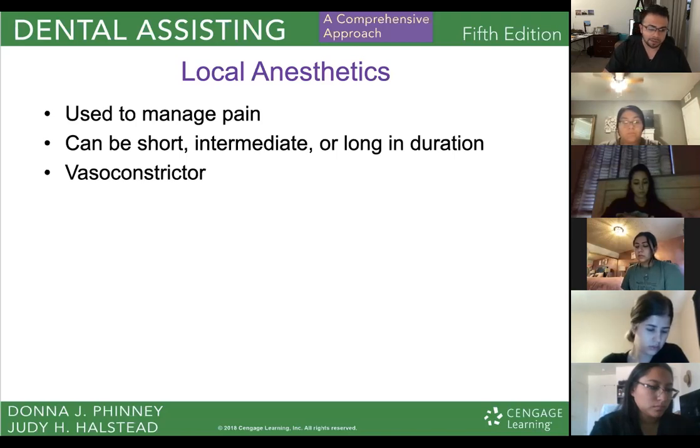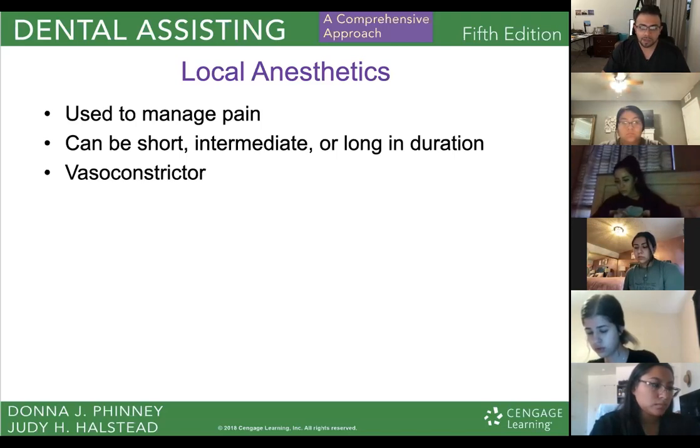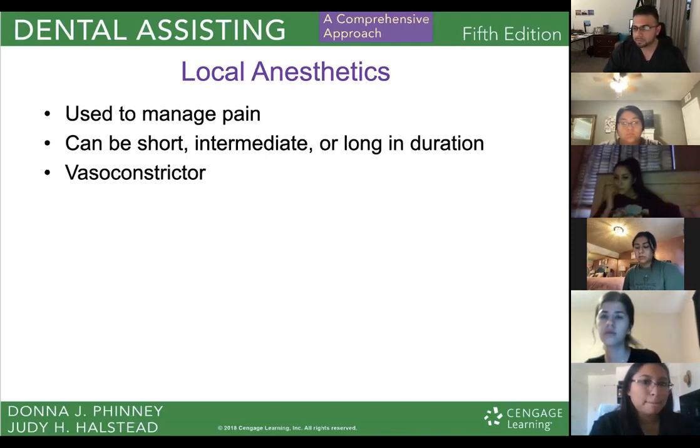Vasoconstrictors reduce the levels of anesthetic entering the bloodstream, thus reducing the chances of a toxic reaction, and decrease the blood flow at the site. Epinephrine is the most commonly used. Has anybody ever heard of epinephrine? Anybody know what it is? Epinephrine is a type of adrenaline that our bodies naturally produce. Cardiologists will use it in order to restart the heart because it's basically pure adrenaline.